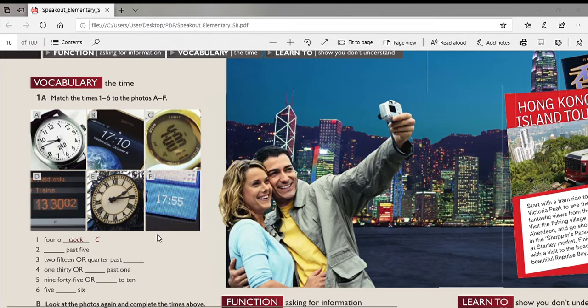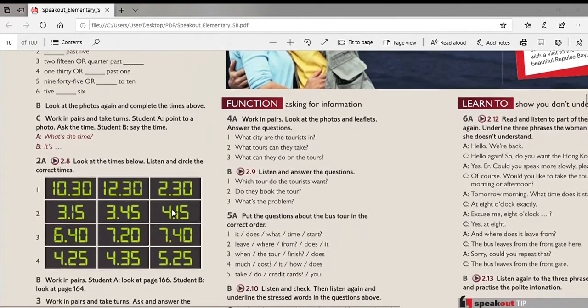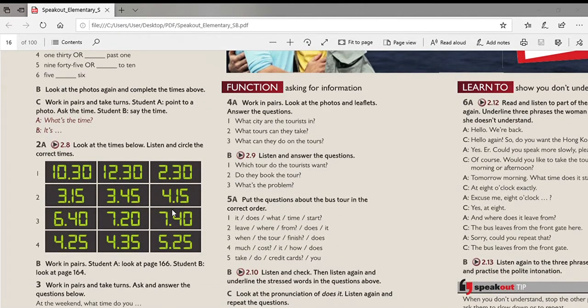And number 6, 5 to 6, it's picture F. Again, 5 minutes left to 6 o'clock. So we use the preposition to because it's after 30 minutes, and the nearest hour is 6. So 5 to 6.